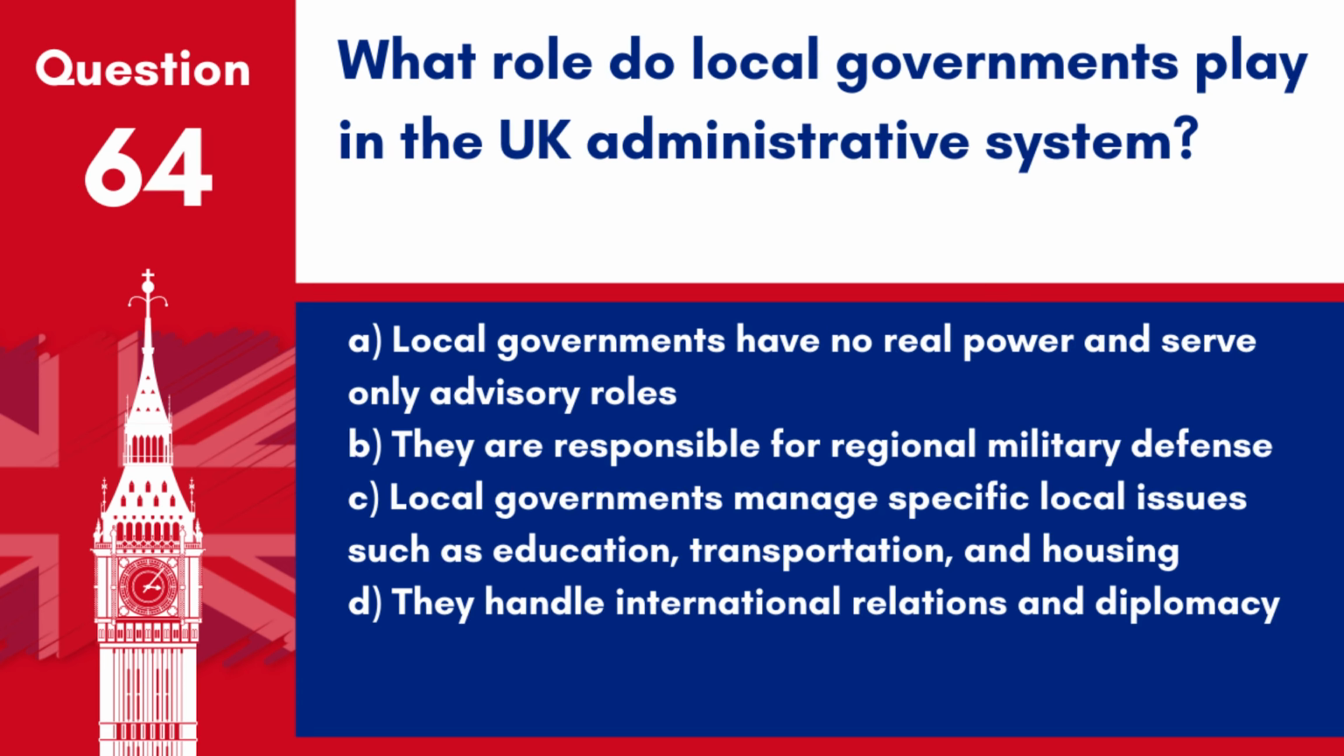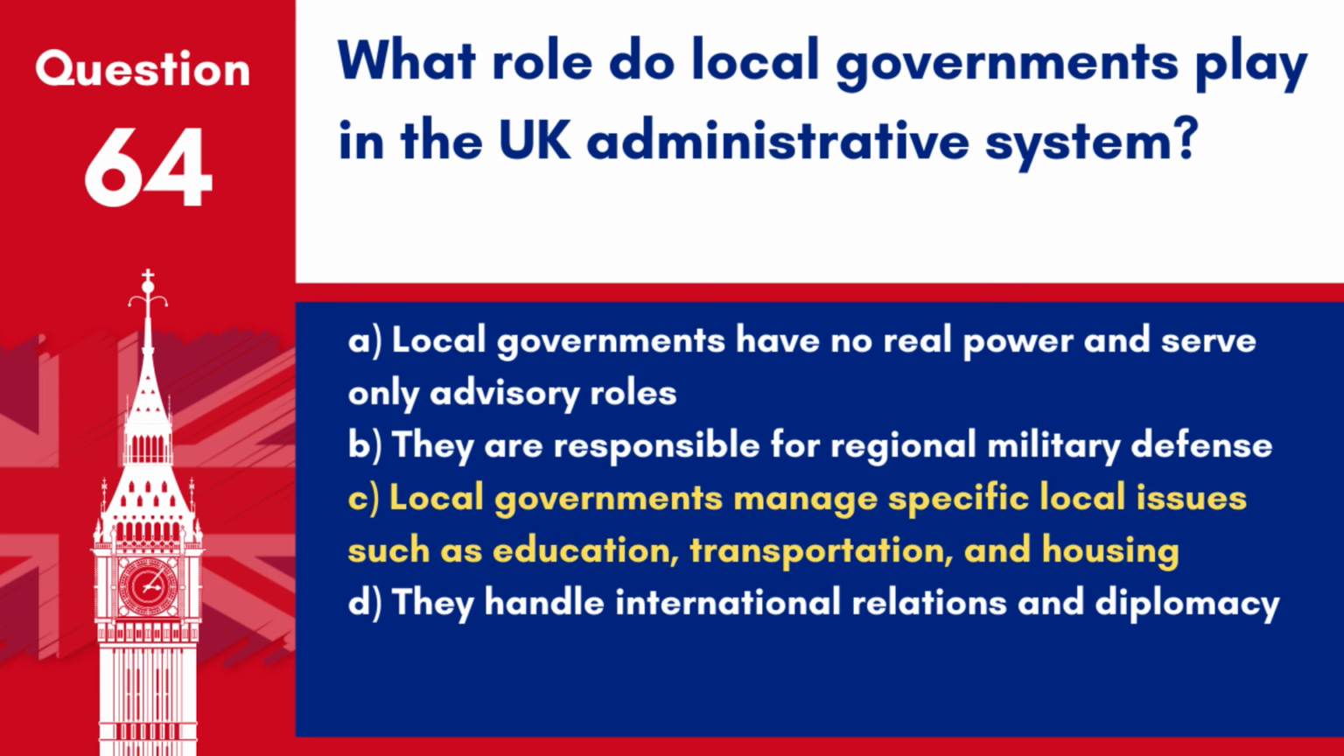Question 64. What role do local governments play in the UK administrative system? A. Local governments have no real power and serve only advisory roles. B. They are responsible for regional military defence. C. Local governments manage specific local issues such as education, transportation, and housing. D. They handle international relations and diplomacy.